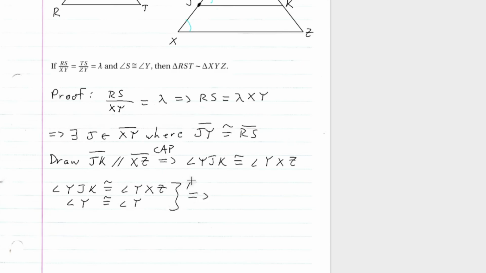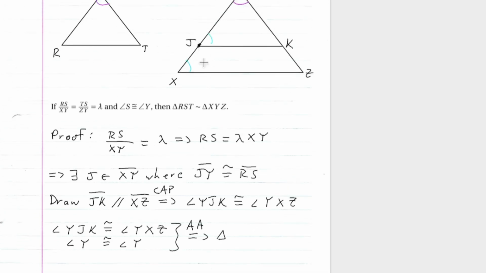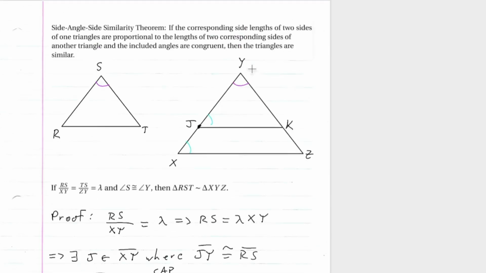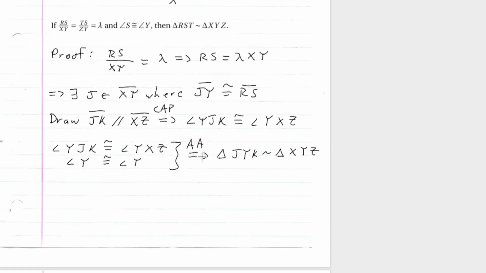So these two things together imply by angle-angle that triangle JYK is similar to triangle XYZ. Okay? So if these two triangles are similar, this means that JY over XY is equal to KY over ZY.